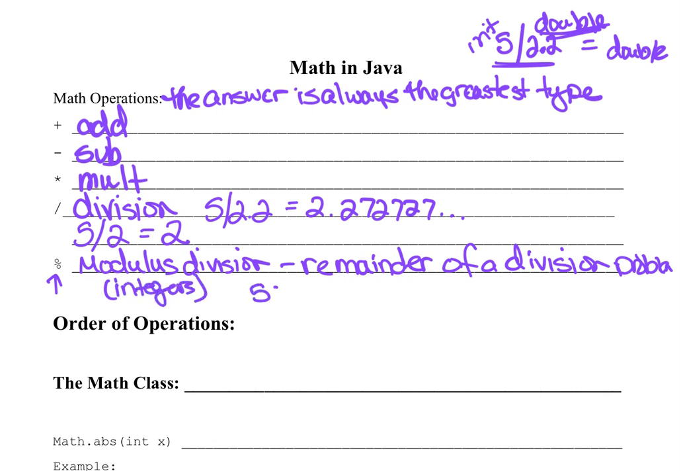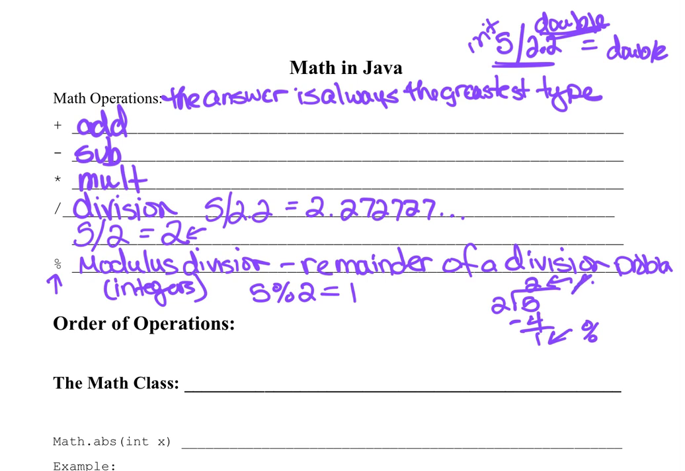So if I do 5 modulus 2, if I divide by 2, the result of the division or the quotient is 2, but the remainder is 1. So this one's answer would be 1. So this is the modulus answer, that's the division answer.